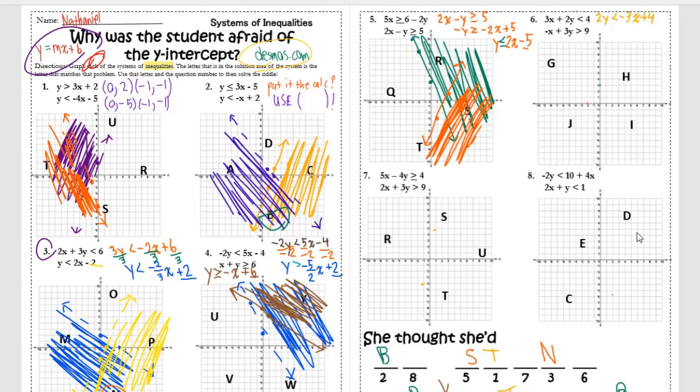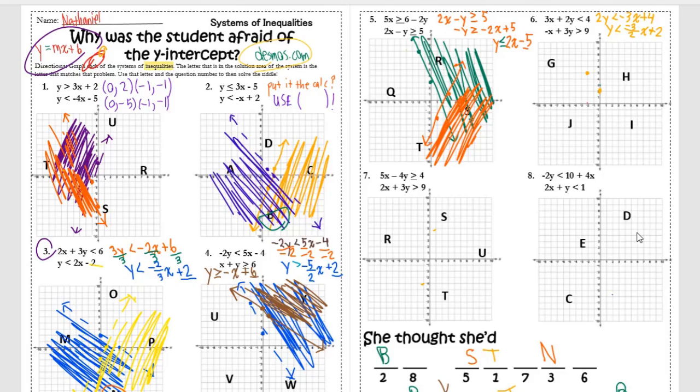Notice how I'm keeping it in slope-intercept form. So I'm going to divide every term by 2. And that's going to give us y is less than negative 3 over 2x plus 2. Okay. So 2 good points for this are negative 2, 5. So x is negative 2, y is 5. And 0, 2. x is 0, y is 2.